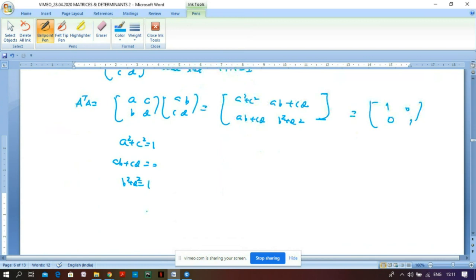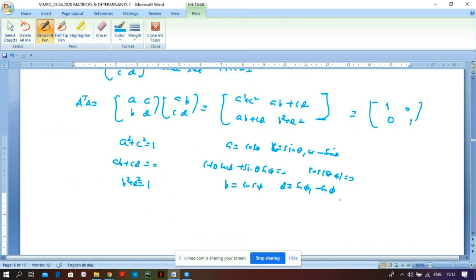Now because a and c are real numbers and a squared plus c squared is equal to 1, I can take a equal to cos theta and c equal to sine theta or negative sine theta. Similarly, I can take b equal to cos phi and d equal to sine phi or negative sine phi. But then we also have to satisfy ab plus cd is 0. That is cos theta cos phi plus cd. We can take just positive, suppose sine theta sine phi, is 0. So this is cos of theta minus phi is 0. Similarly, you can consider the other case.